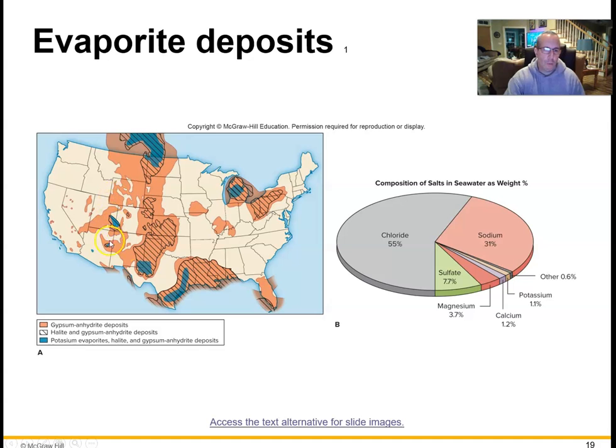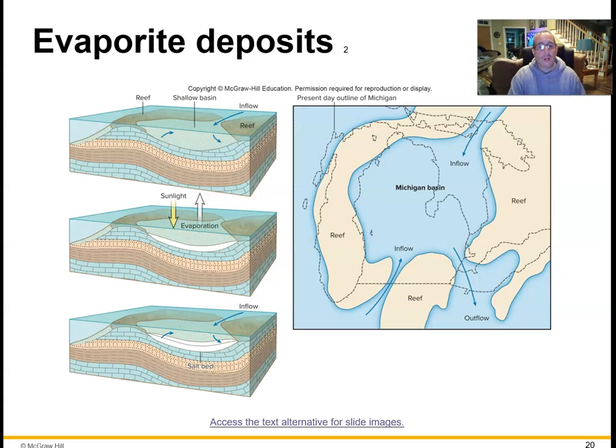We typically see more mines in this stuff out in the west, and Michigan has quite a few of these. This pie chart over here is just the basic average of what types of salts are in seawater. So this is what you could mine out of these. Typically, we're talking about salt, and sometimes gypsum are the two most primary ones that we talk about.